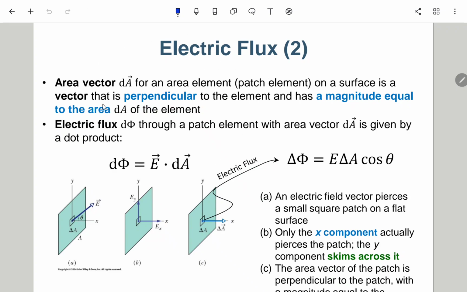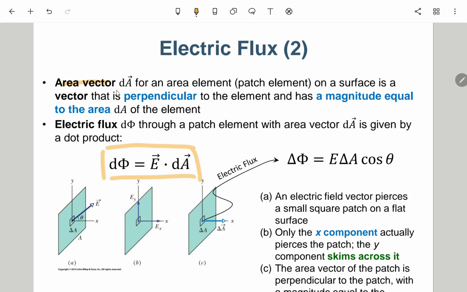Okay, so we have a formula like this. Here d phi is the electric flux, the phi in a small area. It equals the E field dotted with dA. So let's see what dA is. Here it says the area vector dA for an area element, a patch element on a surface, is a vector.